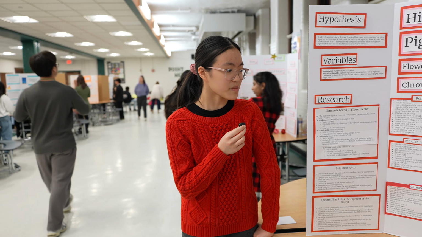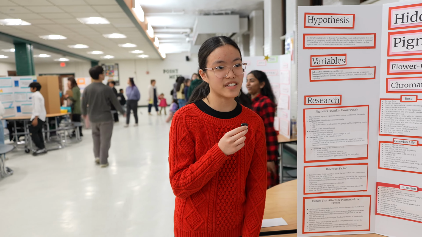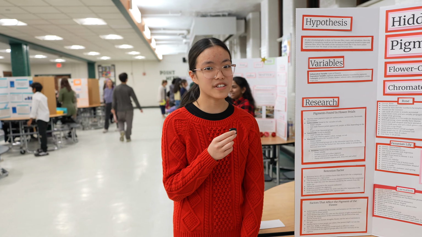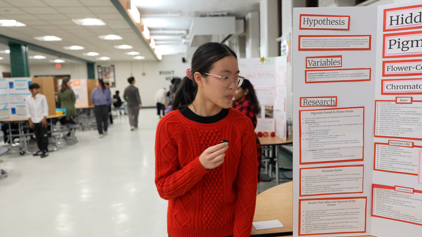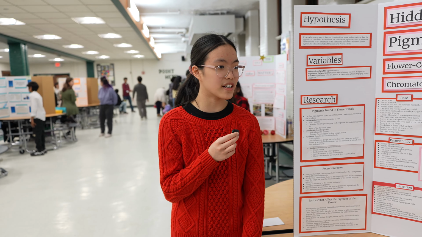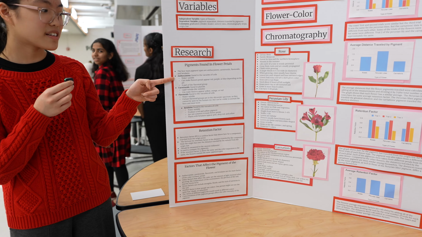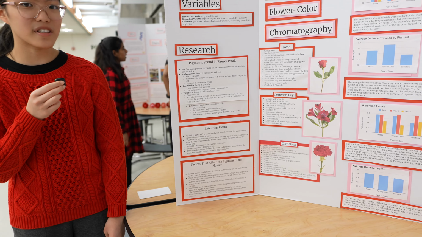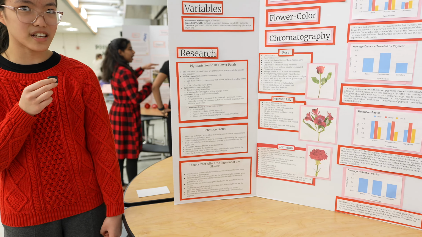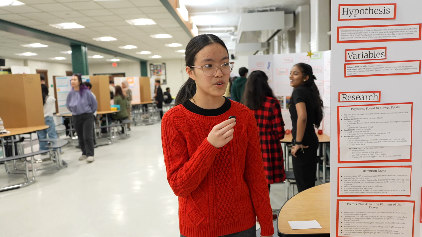The pigment separation has to be the same for the pigments found in the flowers to be the same. The reason they're different is because all of them have the same pigment group, but inside the pigment group there are different types, and all of the flowers have different types of pigments inside the group.